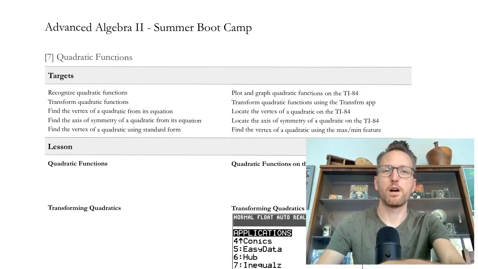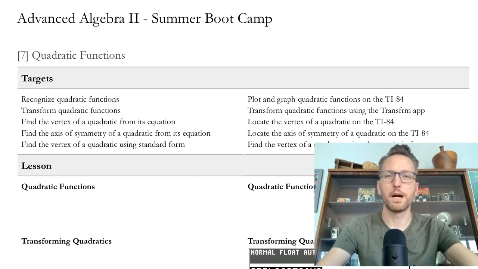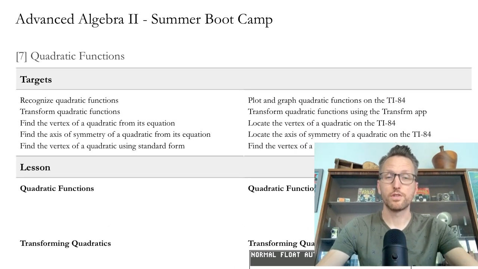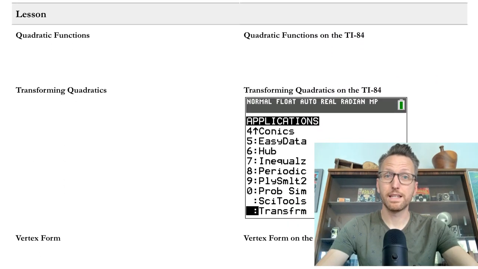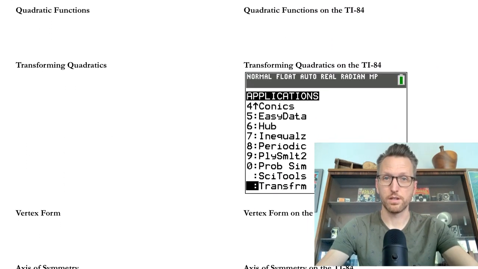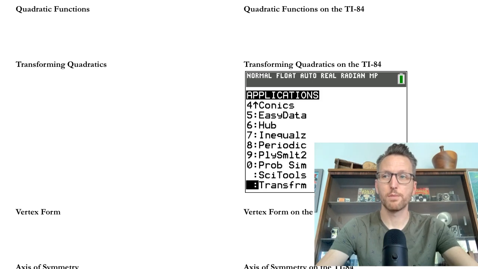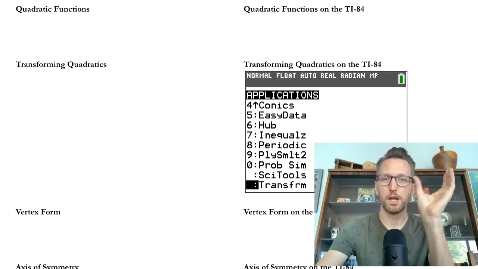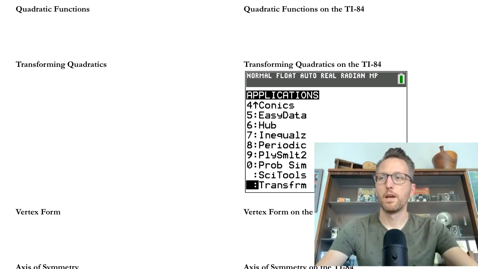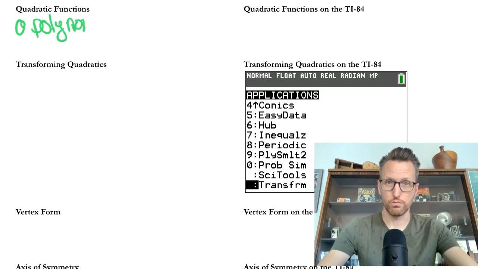The first thing we'll talk about is just some basics about quadratic functions, which, just so you know, is slightly different than a quadratic equation. An equation is just a relationship, whereas a function is a little bit more specific. So we'll only be talking about curves that open up and down today. A quadratic function is simply a polynomial function of degree 2.